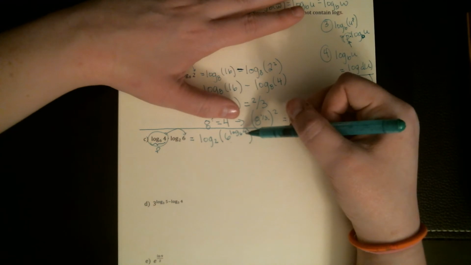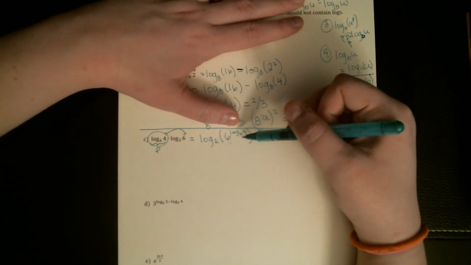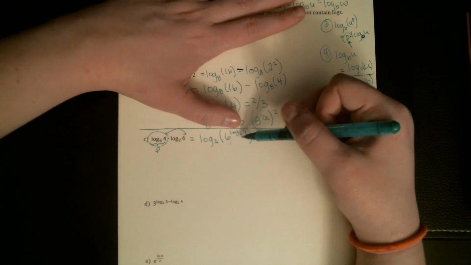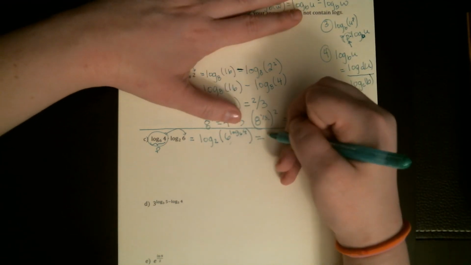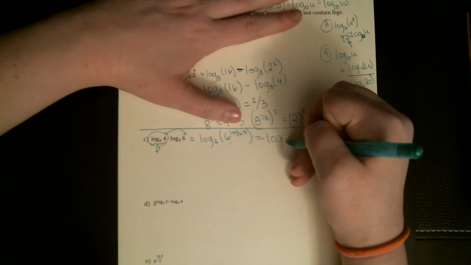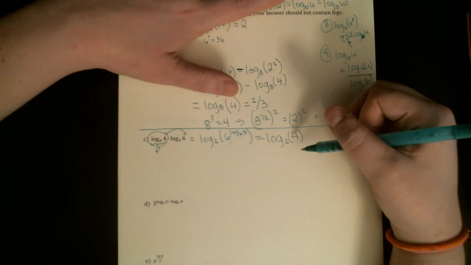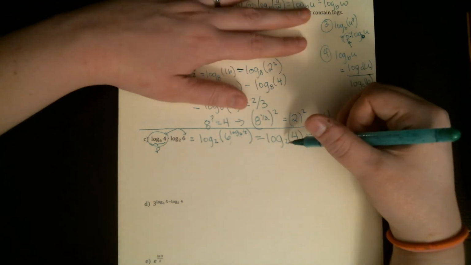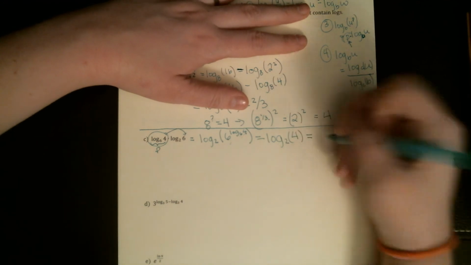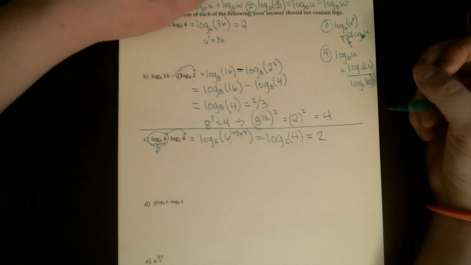6 to the log base 6 of 4, that's inverse operations. They should cancel each other out. If I find the power of 6 that gives me 4 and then I apply that power to 6, I better just get 4. So the 6 and the log base 6 wipe each other out. I get the log base 2 of 4. And then I'm asking myself what power of 2 gives me 4, and the answer is 2. So there it is with property 3.